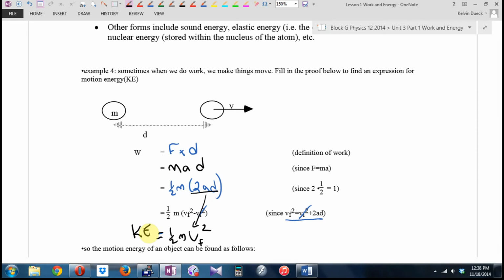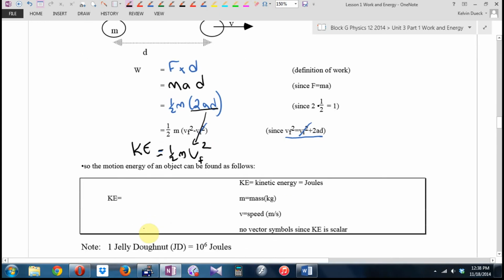So, this is what we're going to put in the big box here. You want to find out how much motion energy a moving object possesses? It's going to be equal to 1/2 times its mass times the square of its speed. Do I put vector symbols on here? Nope. Why not? Because like work, energy is also a scalar.